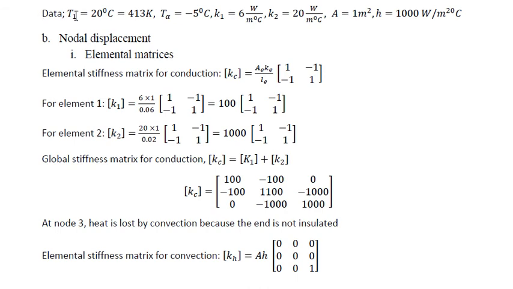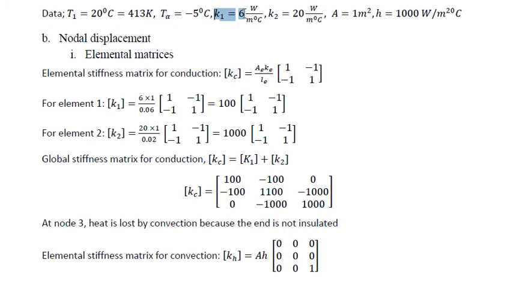As I told, T1 is given, that is 20 degree centigrade. So it can be taken as 293 Kelvin. T alpha, that is ambient temperature, is minus 5 degree centigrade. No need to convert it to Kelvin because K1 and K2 and h, everything is given in centigrade only. When it is given in centigrade, no need to convert it to Kelvin.